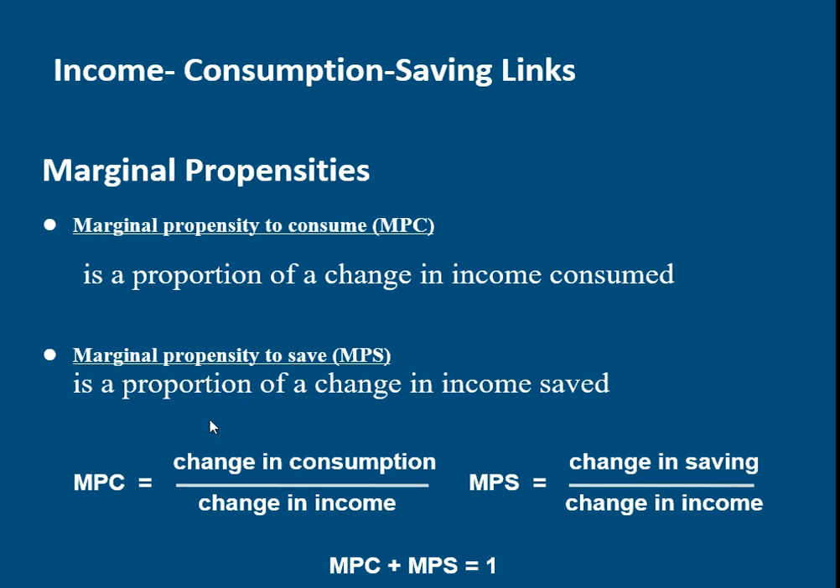As I have discussed these earlier, I am not going into detail about what is meant by marginal propensity to consume and marginal propensity to save. But in short, let's recall that MPC shows the change in consumption due to change in income, and MPS shows the change in saving due to change in income.